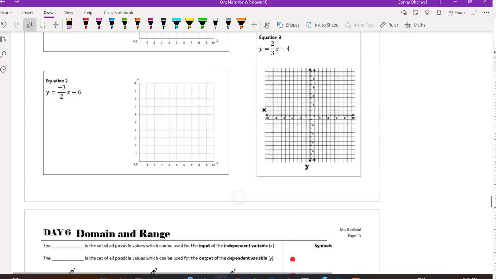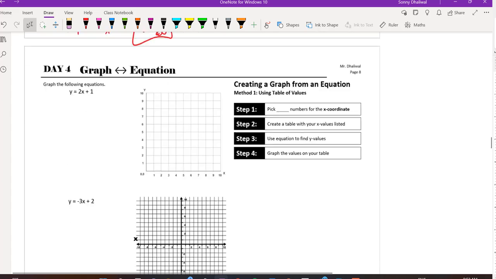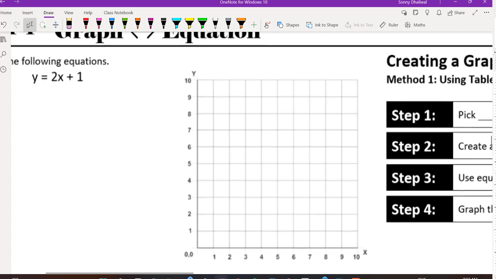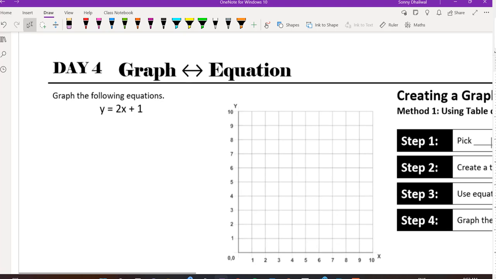So let's go to day 4 notes. Okay. So to remind you of the path from equation to table to graph. We're going to go this way first, then we can go backwards. All right? So this is like on the first or second day of this unit.